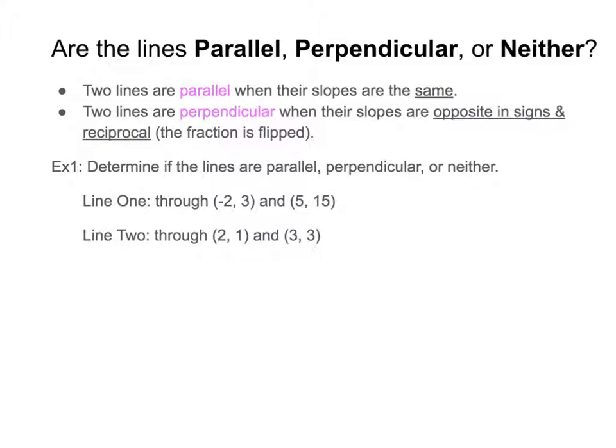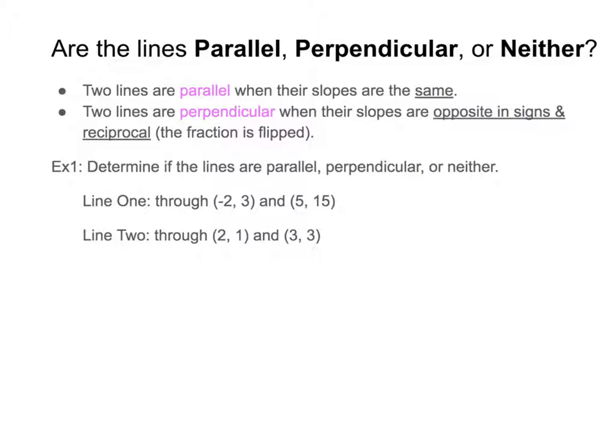Okay, so let's talk about parallel and perpendicular lines and how we can find them. So you may have heard before, if you have two lines that are parallel, that means the slopes are the same. So same slope value. Whenever you have two lines that are perpendicular, the slopes are going to be opposite in sign. So that means one's positive and the other is negative. And then it also needs to be the reciprocal. And what that means, if it's a reciprocal, is that if you had a fraction and you flipped it, that would be the reciprocal fraction.